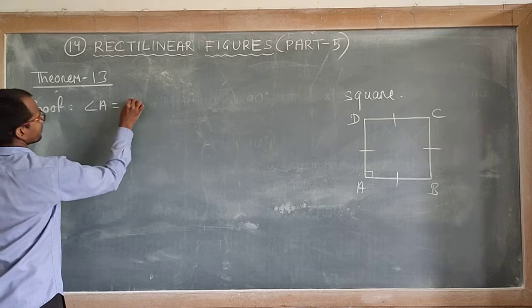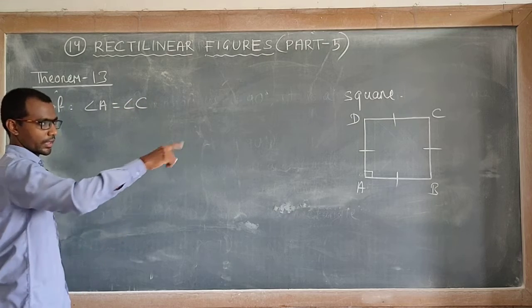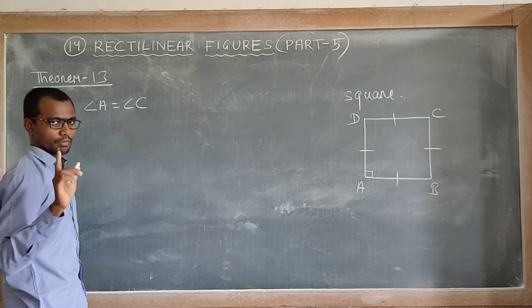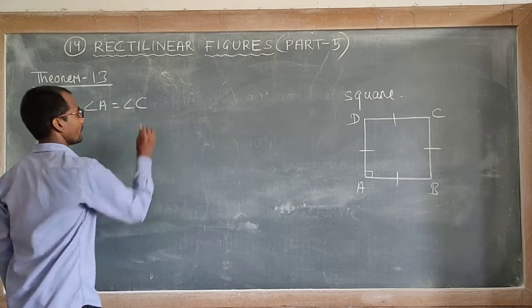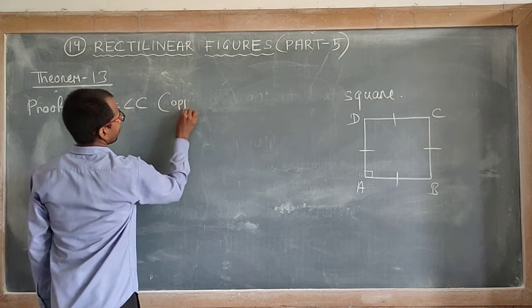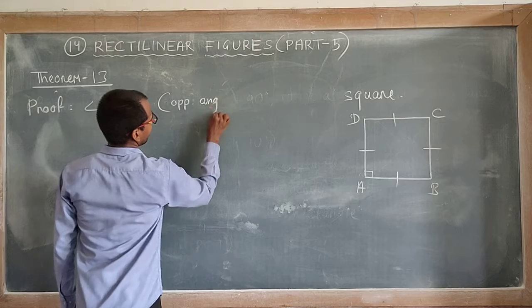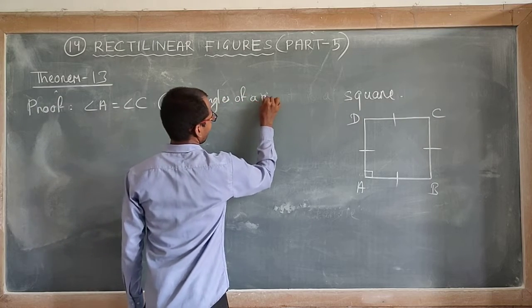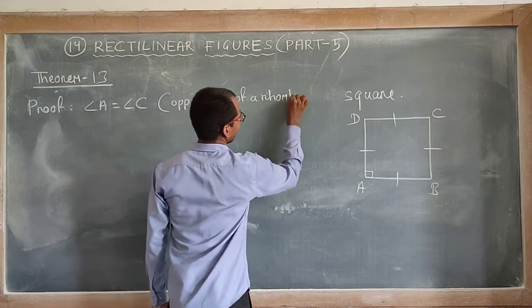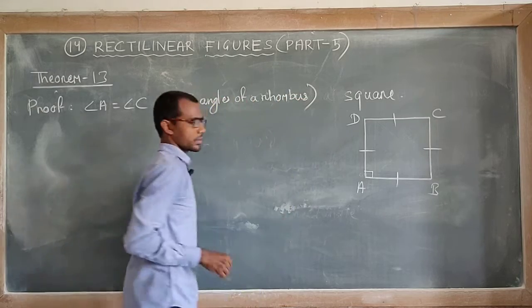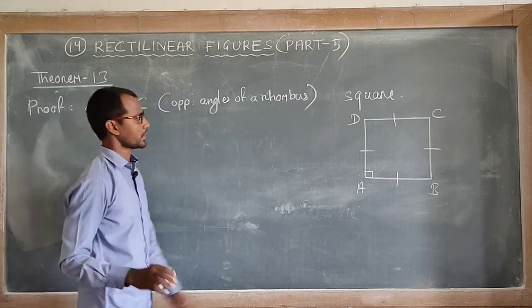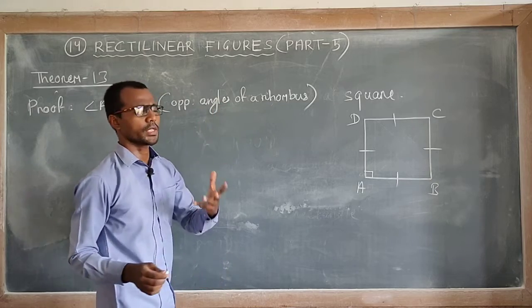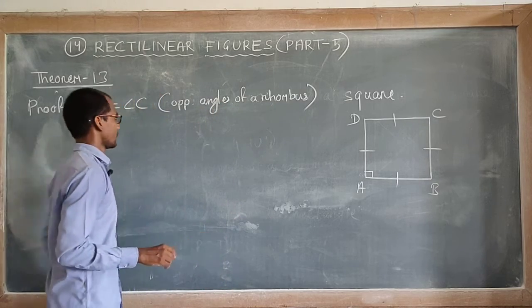Angle A is equal to angle C. Look at the figure, angle A is equal to angle C. Why? Because opposite angles of rhombus are equal. Okay, you don't need to mention "are equal", simply this is right. Opposite angles of rhombus, this is sufficient.